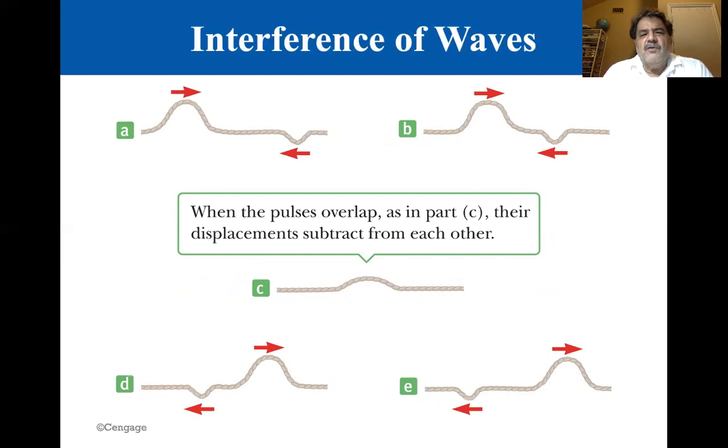Okay, when pulses overlap, as in part C, their displacements subtract from each other. So one is going up and one is going down. They add, and so it's a reduced wave in C. But then they continue on with their own shapes once they get past each other.